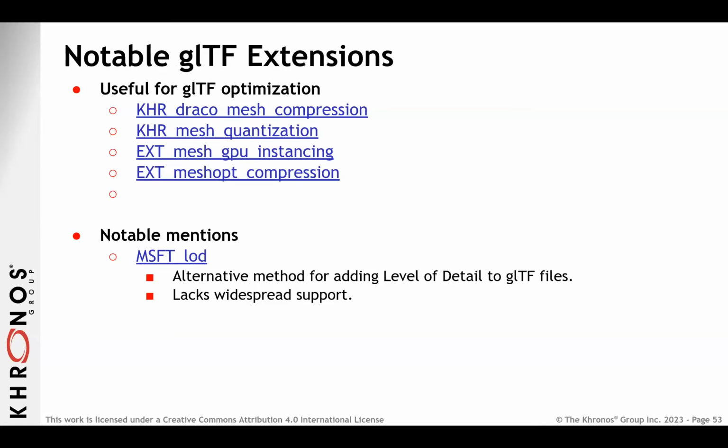There are some notable glTF extensions that I also want to call out that are useful for glTF optimization. Obviously, the Draco mesh compression, which was discussed earlier today. I also want to call out mesh quantization. We use that a lot at Cesium, and it's very, very useful. We also use meshopt compression a lot as well. It's not quite as good as Draco, but it can be very useful in some scenarios, such as terrain. And then, of course, mesh GPU instancing is very, very powerful as well, especially if you have a model that's going to be repeated many, many times within a scene. I also want to call out a notable mention for the Microsoft LOD extension. It doesn't have widespread support, but it does provide an alternative method for adding level of detail to glTF files. And it's baked into the format as well.